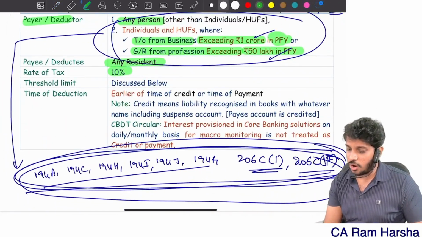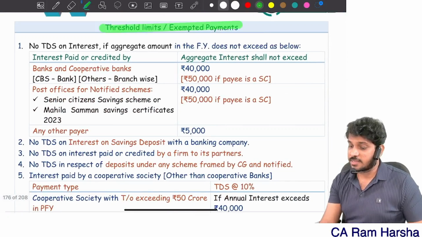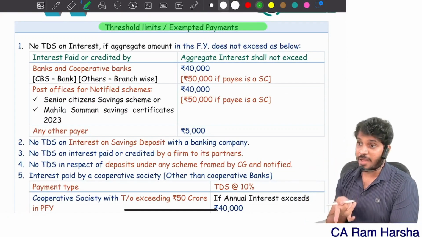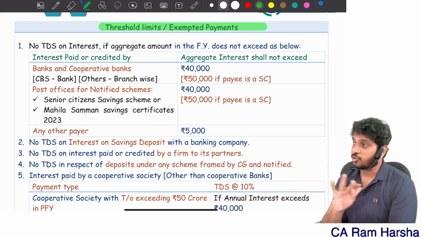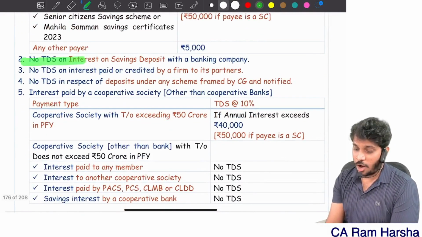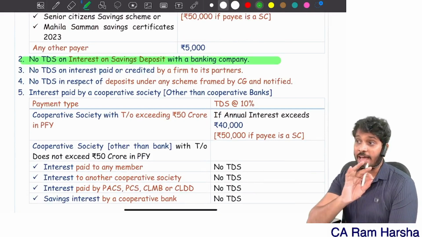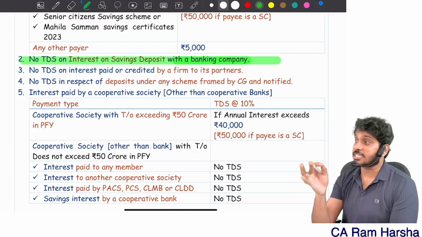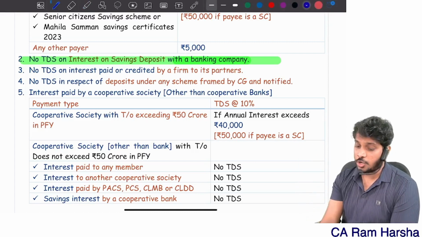Next. Who is paying? Obviously, you are paying to a resident. Now, there are exemptions under this section. Like if you are paying the following interest, you don't have to deduct TDS at all. For example, on savings deposit, you don't have to deduct TDS. Savings deposit interest paid by a banking company, no need to deduct.